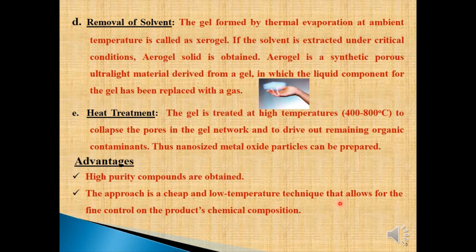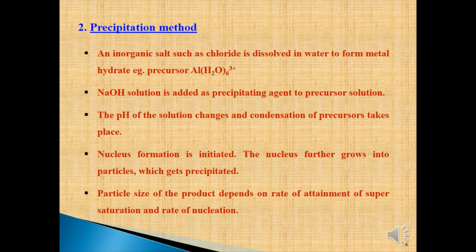The second method to prepare the nanomaterial is by precipitation method. In this method, an inorganic salt such as chloride is dissolved in water to form metal hydrate. Example for precursor is aluminium hydrate. Sodium hydroxide is added as a precipitating agent to the precursor solution. The precursor is dissolved in one kind of solvent, so that is nothing but precursor solution.